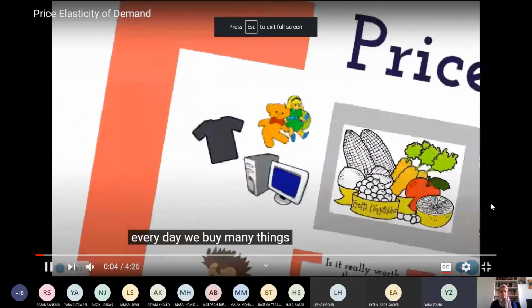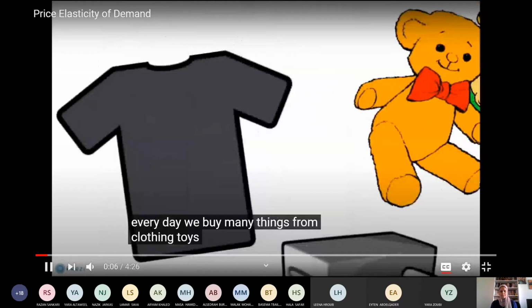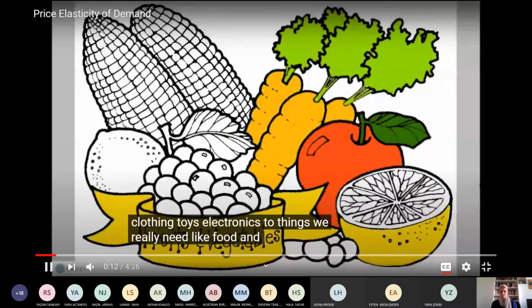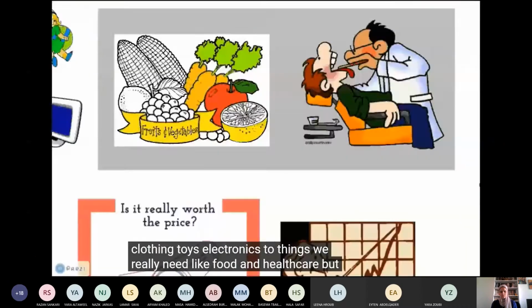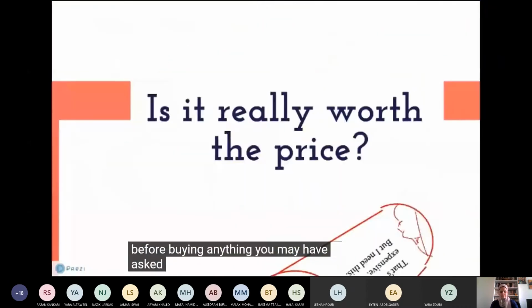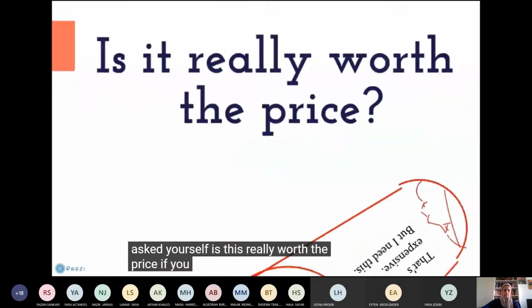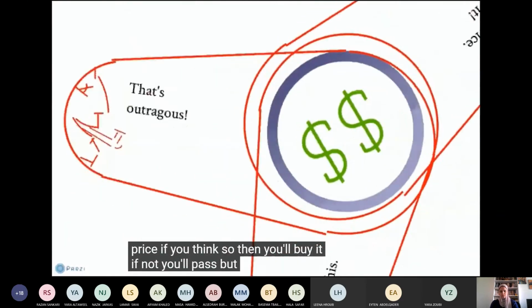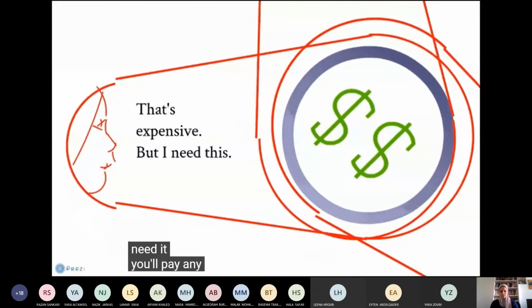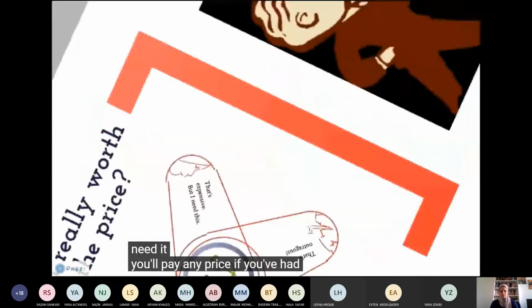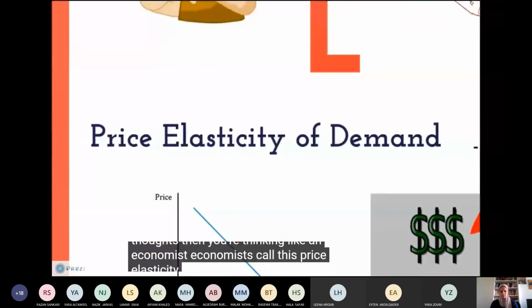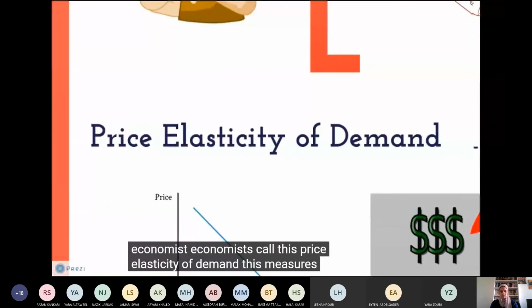Every day, we buy many things, from clothing, toys, electronics, to things we really need, like food and healthcare. But before buying anything, you may have asked yourself, is this really worth the price? If you think so, then you'll buy it. If not, you'll pass. But if you really need it, you'll pay any price. If you've had these thoughts, then you're thinking like an economist. Economists call this price elasticity of demand. This measures how customers react to changes in prices.